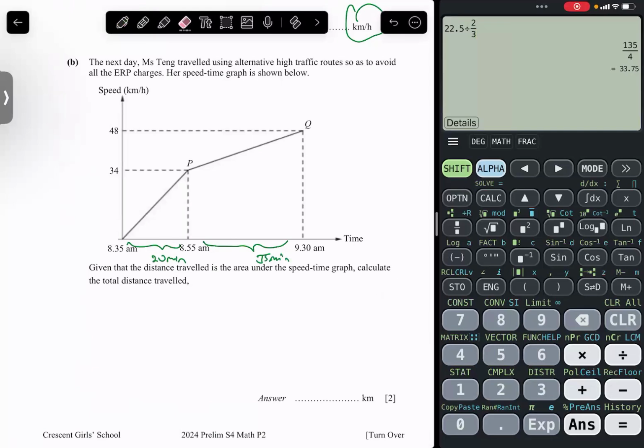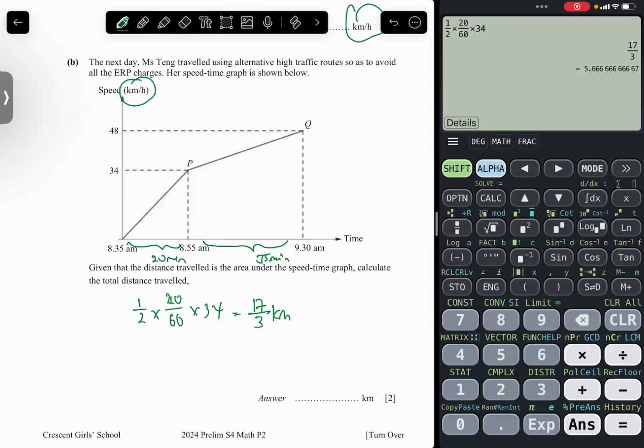So calculate the distance. Distance is the area, but this is in kilometers per hour. So we have half times 20 over 60 multiplied by 34. That will give me half times 20 over 60 times 34. Okay, so we get 17 over 3 kilometers.